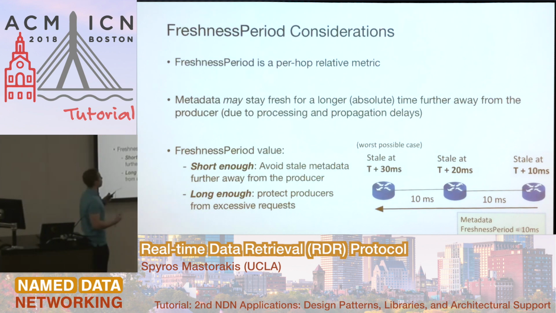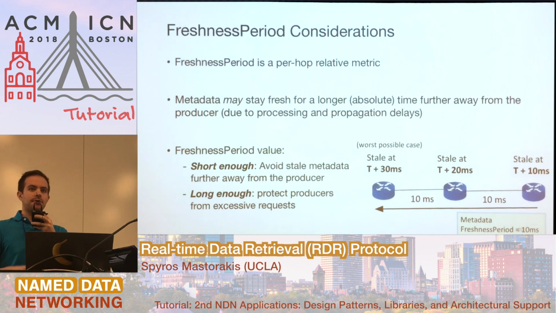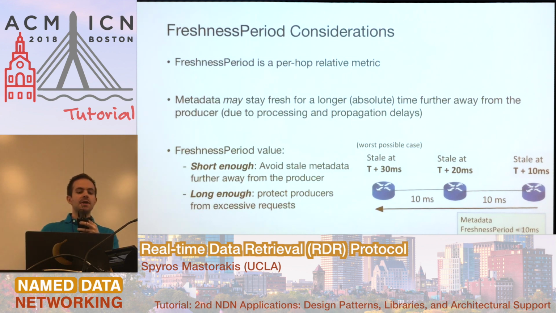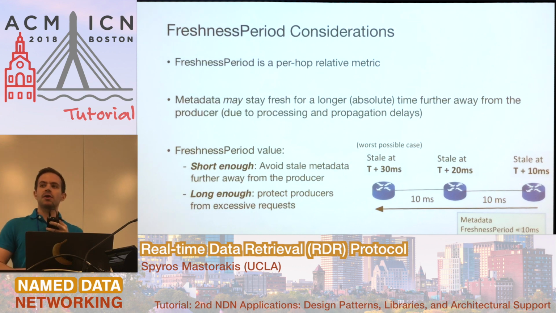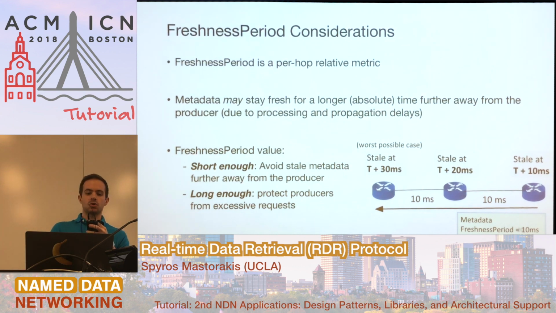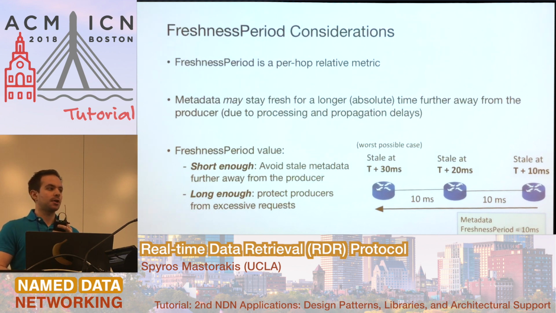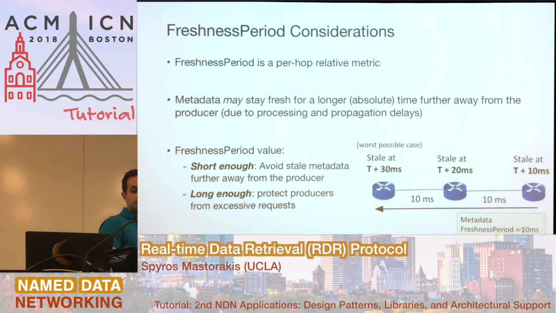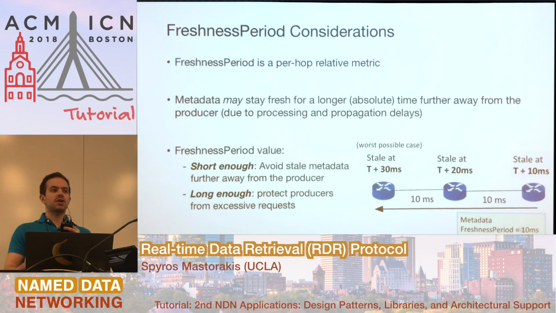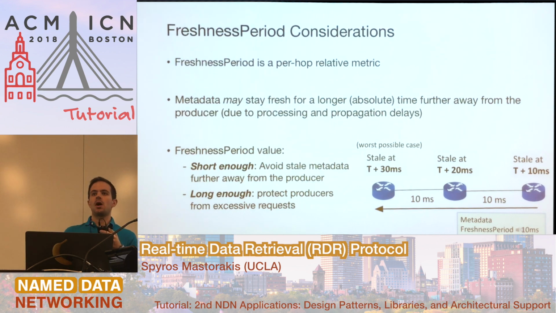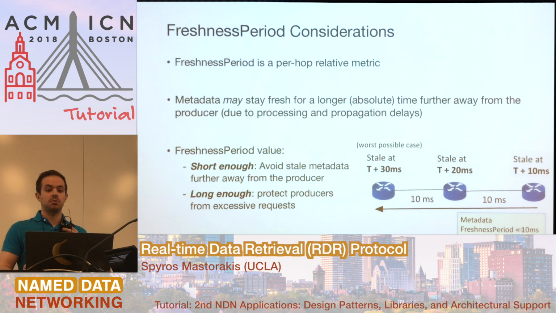However, there are some considerations about the freshness period. Specifically, the freshness period is a per-hop relative metric. That means that metadata may stay fresh for a longer time in terms of absolute time further away from the producer, due to processing and propagation delays. So there is a trade-off: we want the freshness period short enough so that we can avoid fetching stale metadata from an in-network cache further away from the producer, but long enough so that we can protect the producer from consumers that might try to abuse this mechanism.